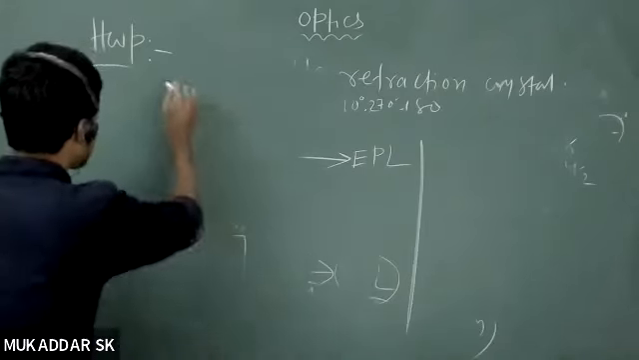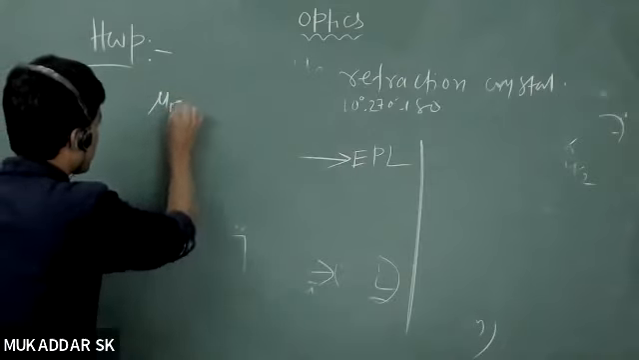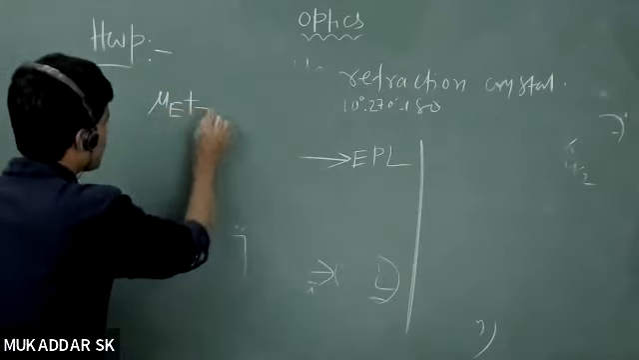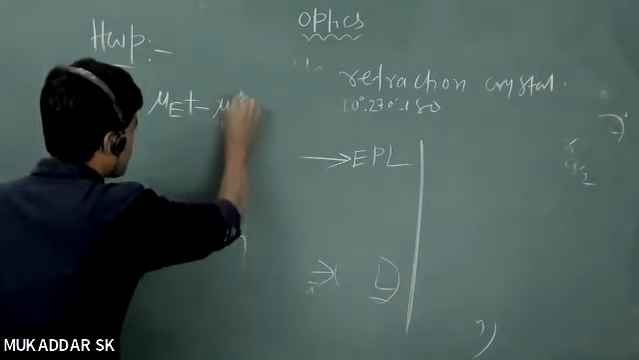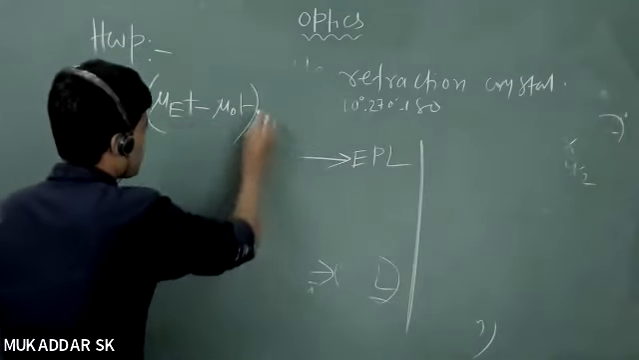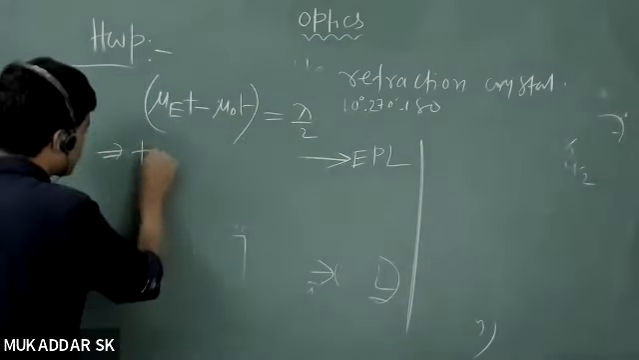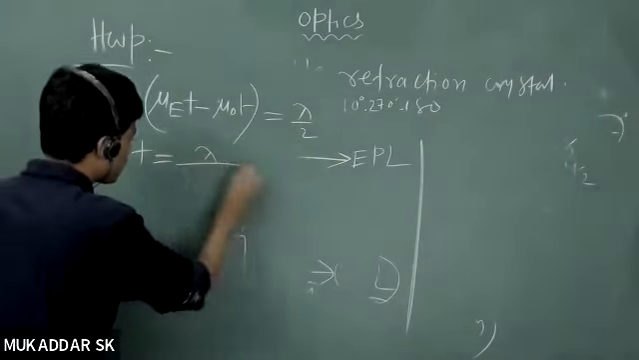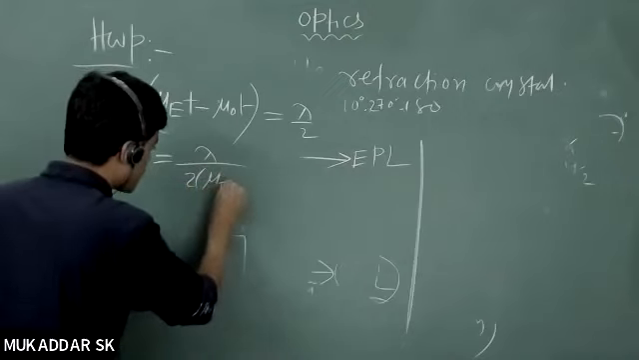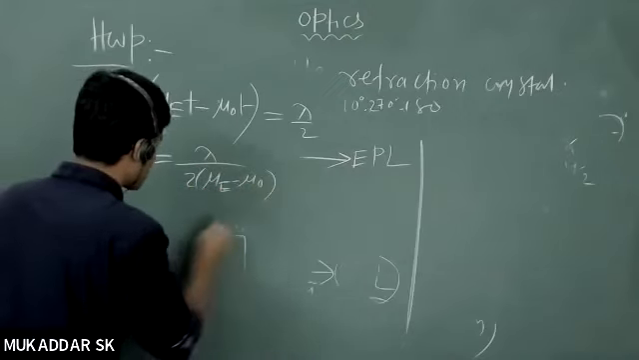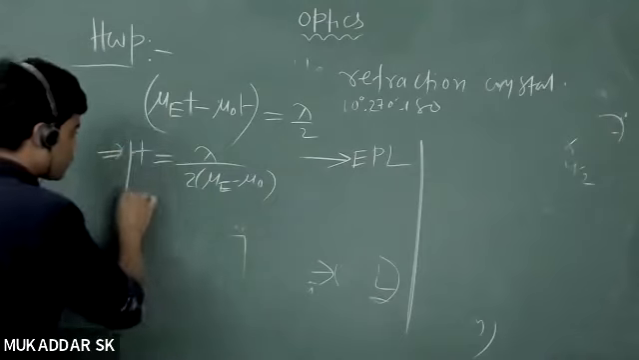So in the half wave plate, the path difference between the E ray and O ray, that is mu E into t minus mu O into t, will be how much? That will be λ/2. So from here I can calculate the thickness of this plate also. That will be t equals λ/2 into mu E minus mu O. Okay, so again, this is also an important equation.